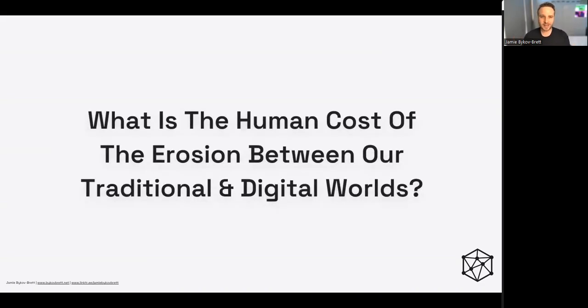So what is the human cost of our erosion between these traditional and digital worlds in a world where we're seeing this growing inequality? We're going to start to add this technology to the picture and see where it's already started to make up for the shortcomings and gaps in our society.